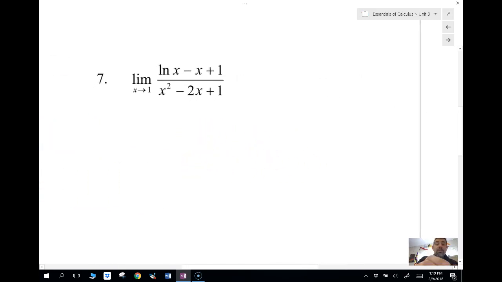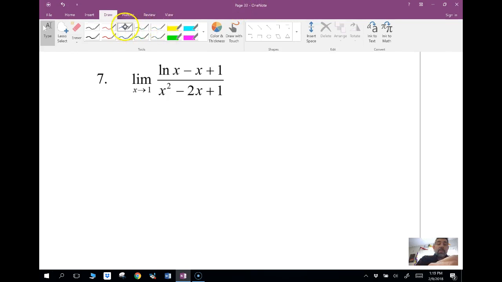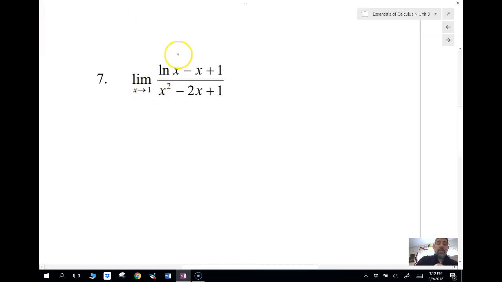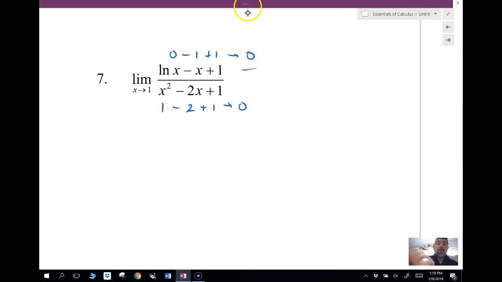What is this one? Okay, ln of 1 is 0. Minus 1 plus 1 is 0. 0 minus 0. I'm sorry. What am I doing? 1 minus 2 plus 1 is 0. So we got 0 over 0, which we can use L'Hopital's rule. So we'll use L'Hopital's rule.